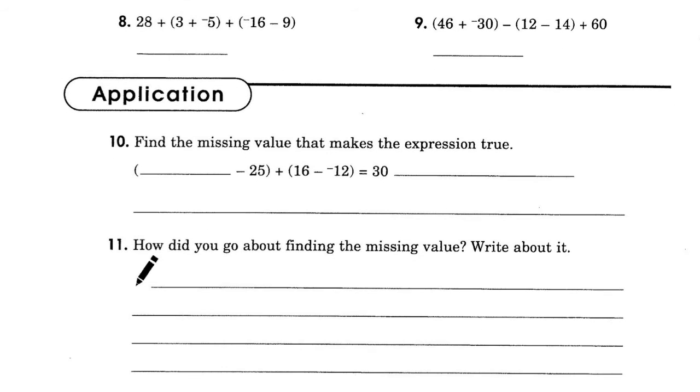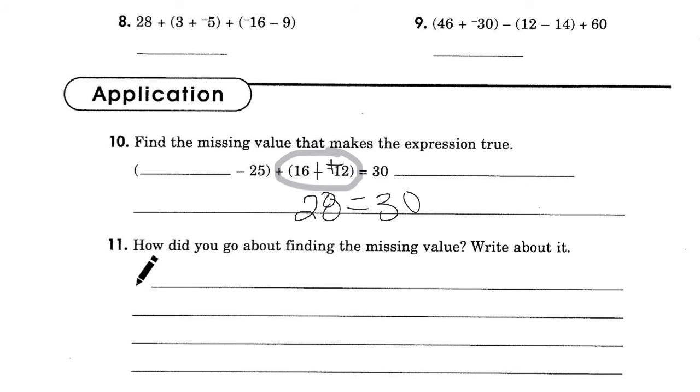When you come down here to problem number 10, it says find the missing value that makes this expression true. Now, if you remember, we talked about working within the parentheses. So what I would do is work within my parenthesis. The first parenthesis I have is this one, and that's saying 16 minus 12. I change that to 16 plus 12. And then when I do that, I get an answer of 28 equals 30.